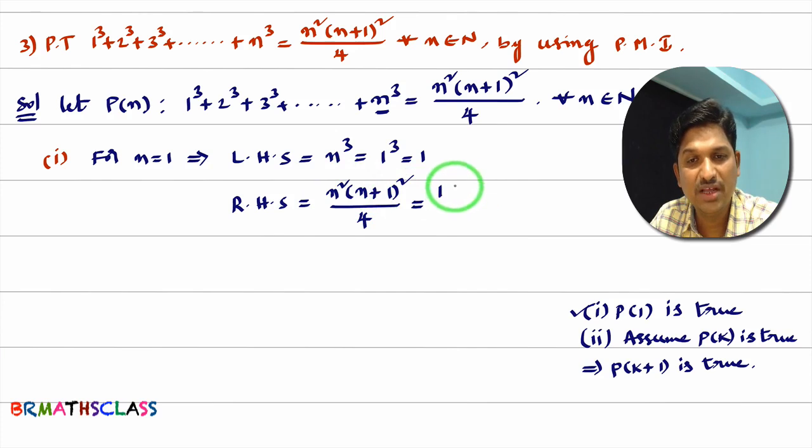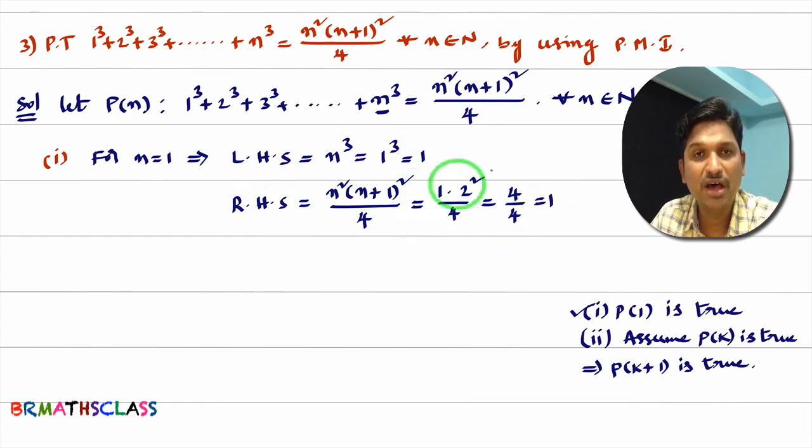1 square is 1, into 1 plus 1. 1 plus 1 is 2. 2 square divided by 4. That is 1 into 4, 4 divided by 4. That is 1. LHS is 1. RHS is also 1. Don't think that every time we will get LHS 1, RHS 1. For the last 3 problems, luckily we are getting LHS equal to 1, RHS equal to 1.